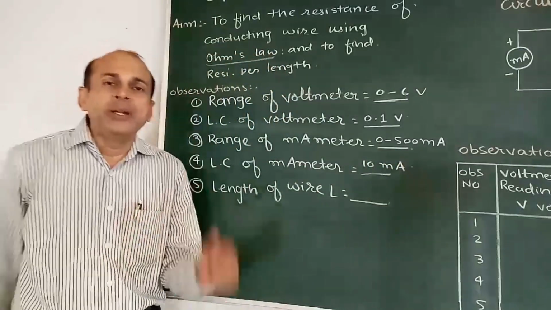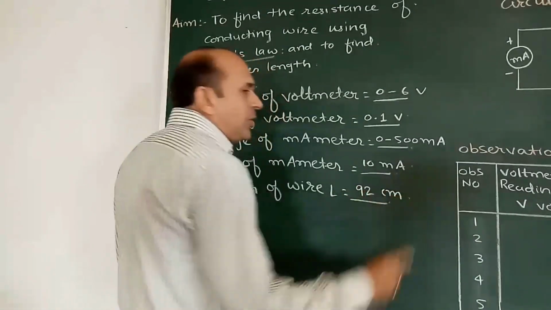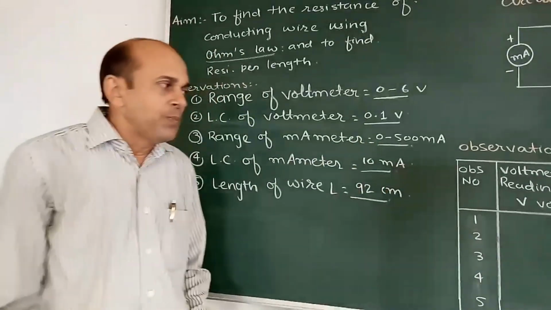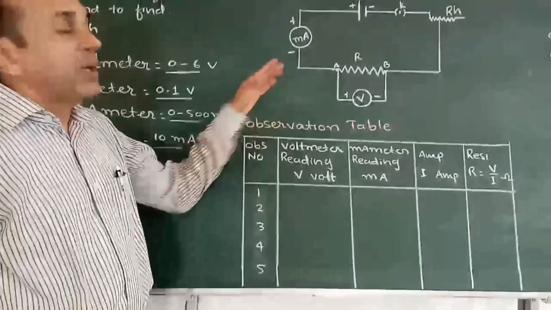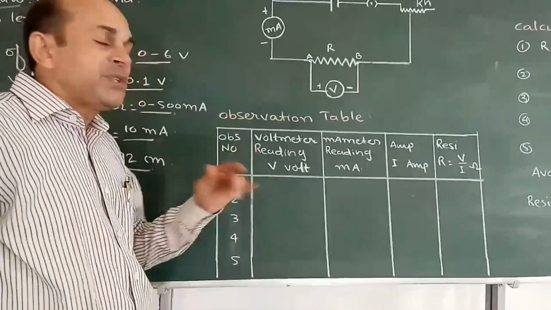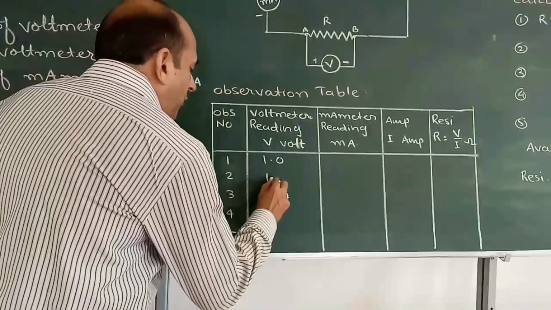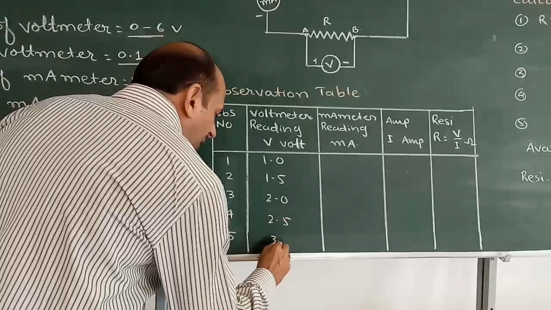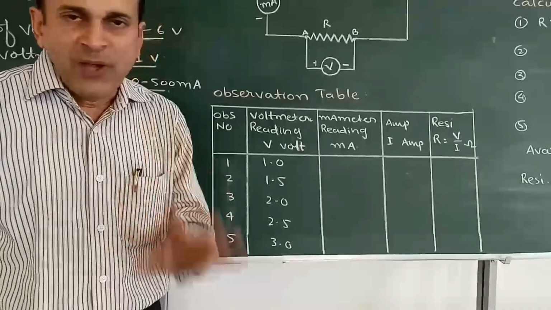And the length of the conducting wire is 92 centimeter. So first you note down these observations, then you note down the readings too. So now here, from the circuit, or after performing the experiment, you will note down some readings. That means we have started the reading. Voltmeter reading was 1.0 volt, then 1.5 volt, then 2.0 volt, 2.5 volt and 3.0 volt. Okay, so you have to note down at least 4 or 5 readings.